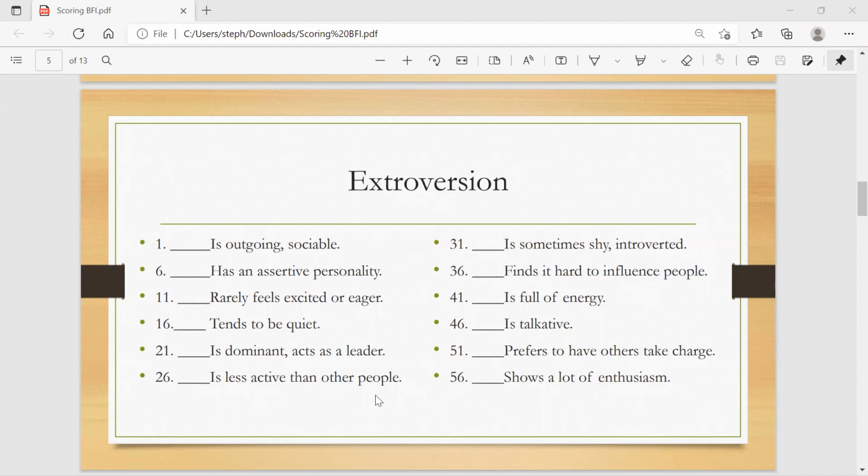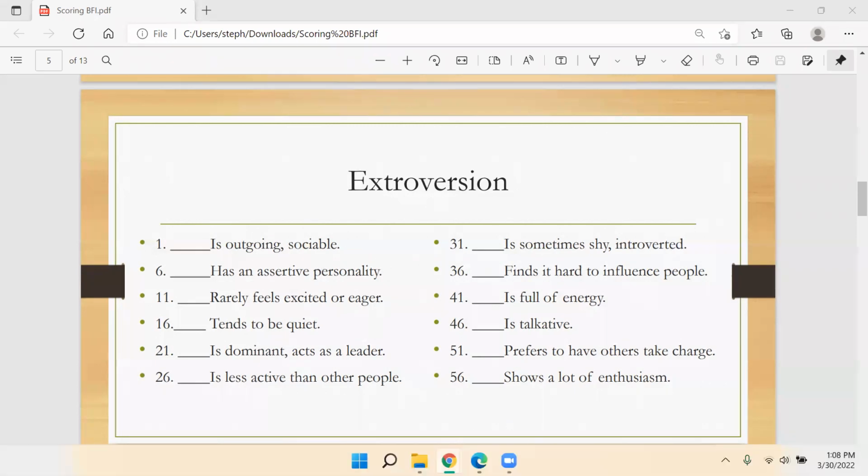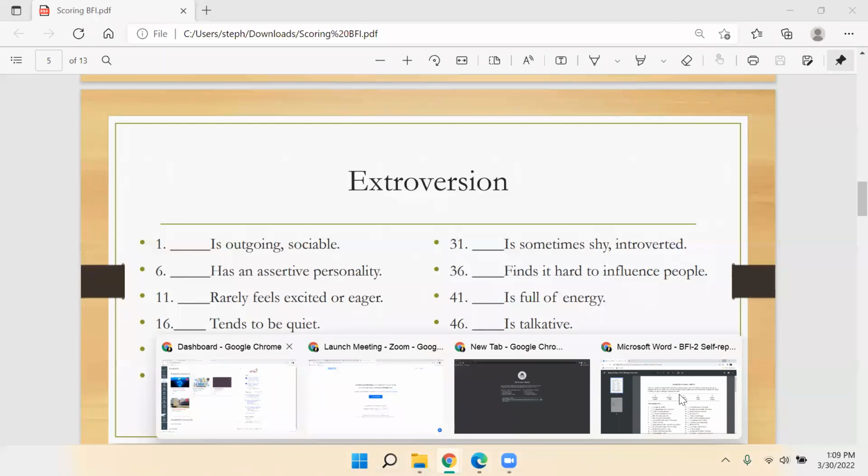Once you get into graduate school and you're able to create your own surveys or questionnaires, you can do that. But for now, we're only using scales, inventories, or questionnaires that have already been validated and deemed to be reliable by the experts. So here you'll see extroversion is outgoing, sociable. Let's refer back to the Big Five. Let me see.